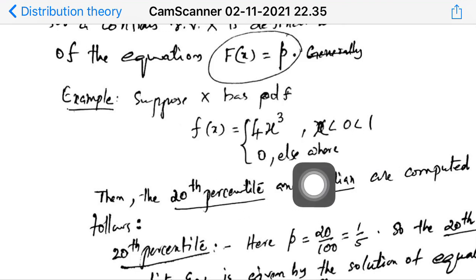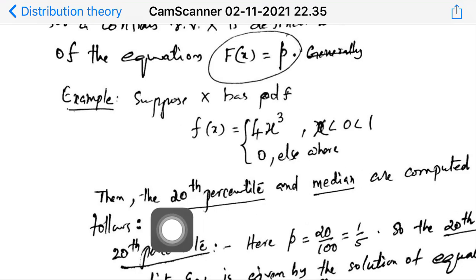Then f of x equal to 0 elsewhere. Right? Then what do you want? You want the 20th percentile and the median.